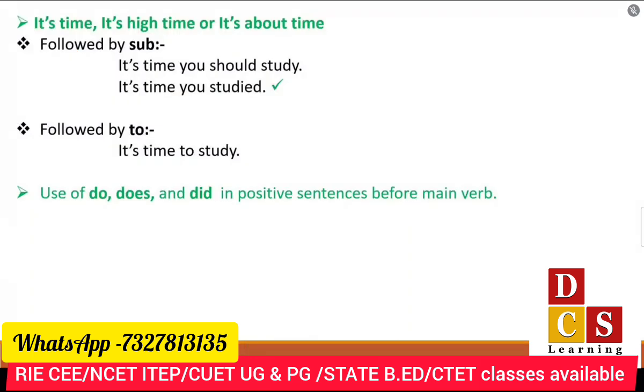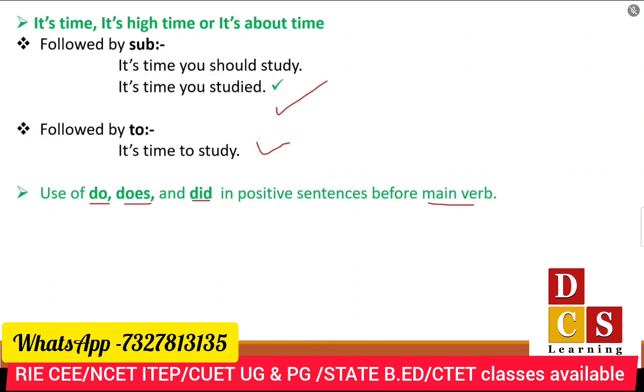Okay. So see here. Use of do. Okay, this one is okay. Whatever we have studied now, we have done the questions as well. Now, use of do, does, and did in positive sentences before the main verb. Mostly we have seen that if there is a question, then we use do or does before the subject, right? Have you seen that?